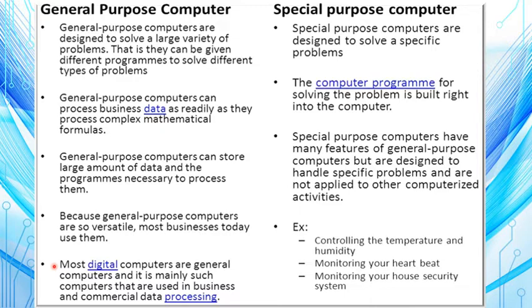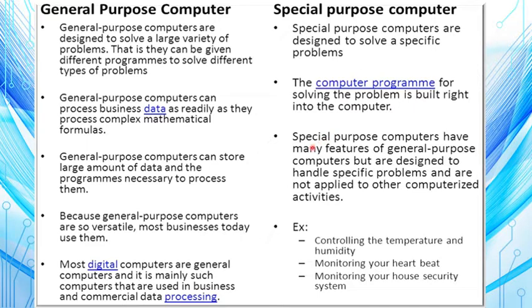General purpose computers are mainly such computers that are used in business and commercial data processing. Special purpose computers are the computers designed to solve a specific problem. The computer program for solving a problem is built right into the computer.